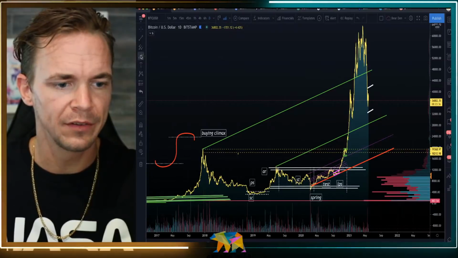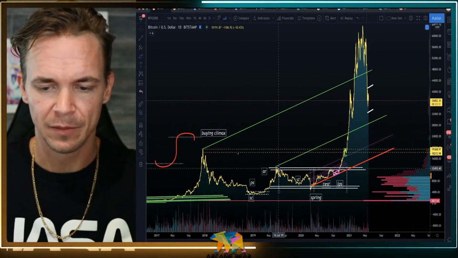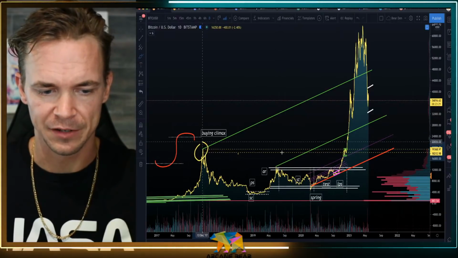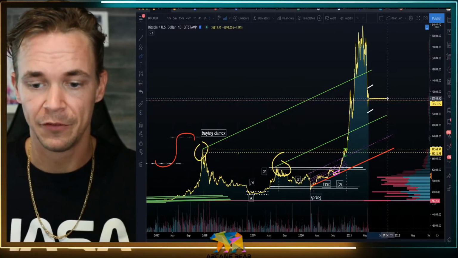Now, one of the key points I think to keep in mind is that right now we're accumulating between the previous automatic rallies regression line and the buying climax regression line here and here. And I suspect that we'll probably spend 2 to 3 months in this area.